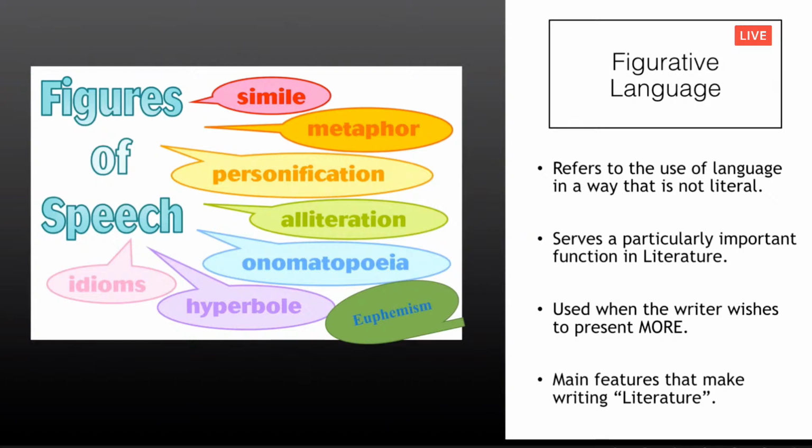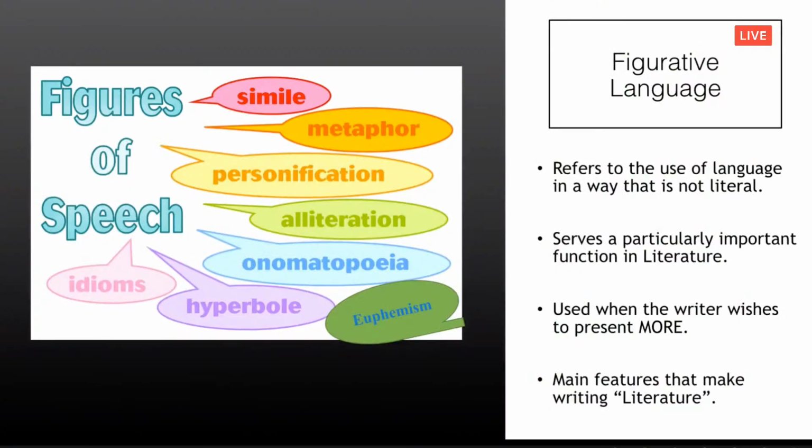Now, let's just recap what a figurative device is. You'll see on your screen that figurative device refers to the use of language in a way that is not literal, serves a particular important function in literature, and is used when the writer wishes to present more information that gets you thinking. And lastly, it is one of the main features that make writing literature.